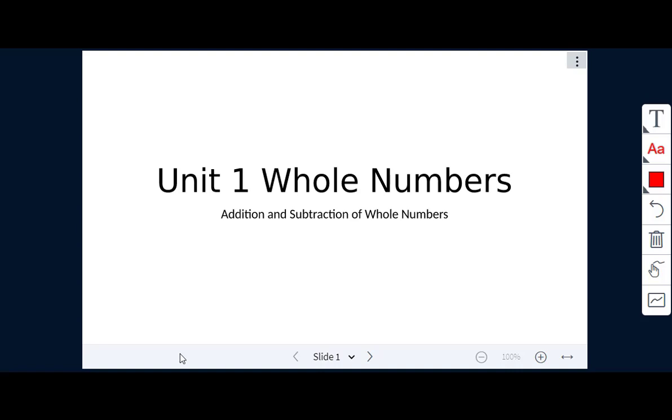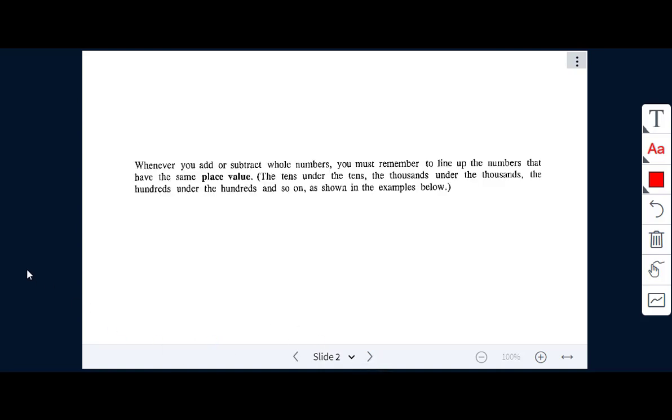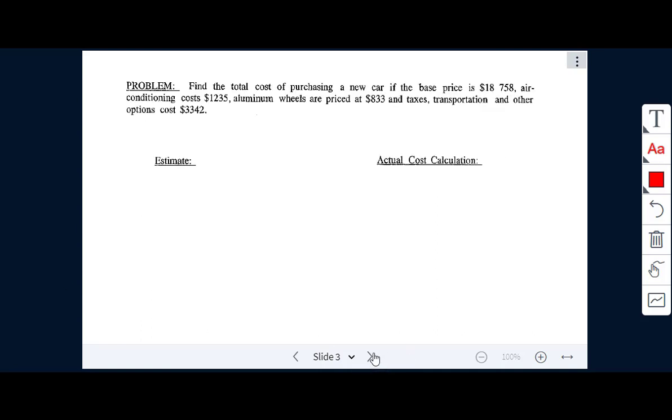Today's lesson is addition and subtraction of whole numbers. So this will be a review for everyone. When you are adding or subtracting whole numbers, remember to line up the numbers that have the same place value. So make sure your tens are under the tens, hundreds are under the hundreds, and so on. So let's take a look at our first example.